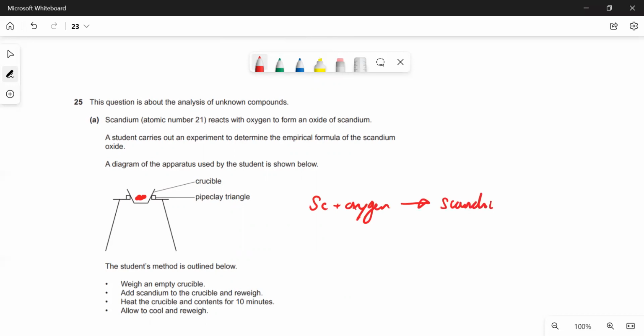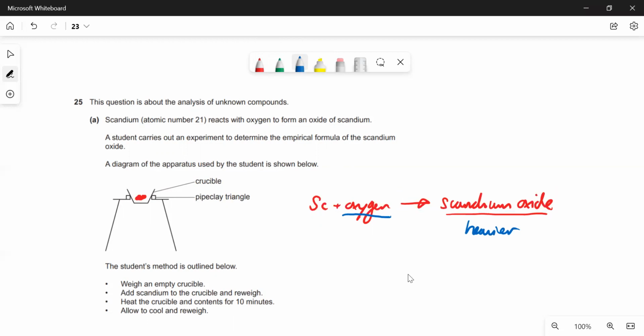We don't know the formula of it. That's why I write the name and not the formula. Scandium oxide. And of course, this is going to be heavier than the original scandium. And the extra mass is due to the fact that it's got oxygen in it. So we can find out the mass of scandium, find out the mass of oxygen, find out the moles of those, and work out the ratio of those moles to work out the empirical formula. And that's what we're going to have to do.